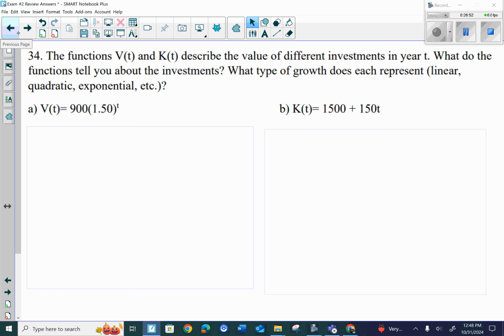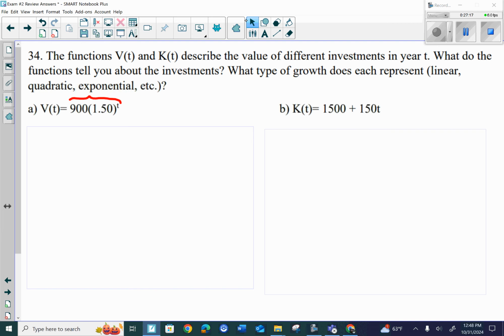The functions v of t and k of t describe the value of different investments in year t. What do the functions tell you about the investments? What type of growth does each represent? Does it represent linear growth, quadratic growth, exponential growth, etc.? So we look at these functions and we can see that this letter A does follow the model of exponential, a times b to the t.